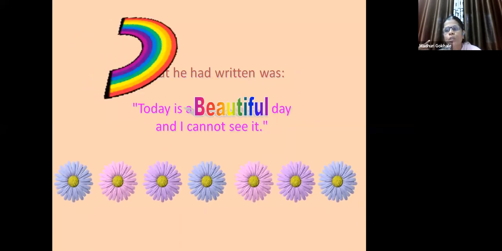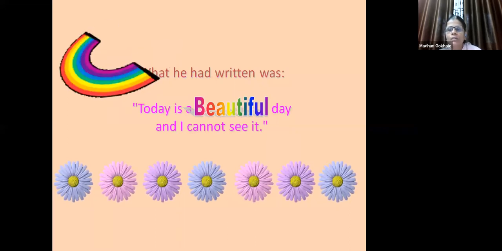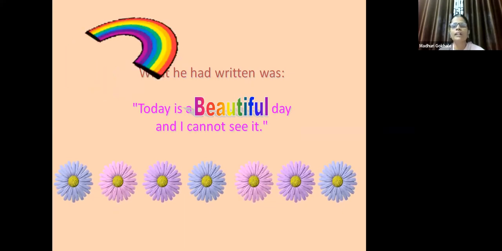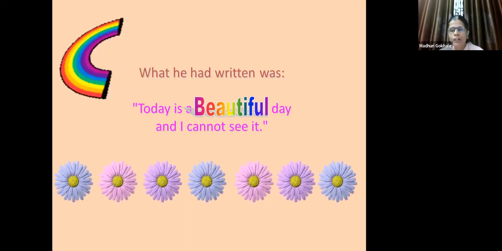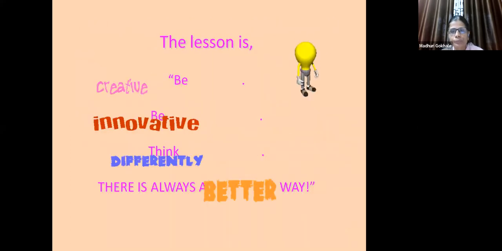Remember, the first sign was, "I am blind, please help," which was very direct. But now the stranger who came in said, "Today is a beautiful day, and I cannot see it." The first sign simply told people to help by putting some money in the hat. The second sign told people that they were able to enjoy the beauty of the day, but the boy could not enjoy it because he was blind.